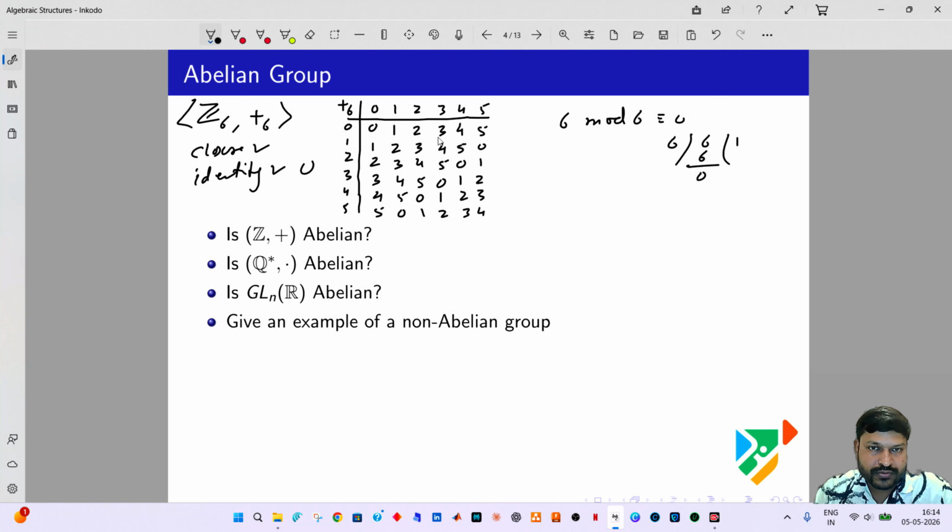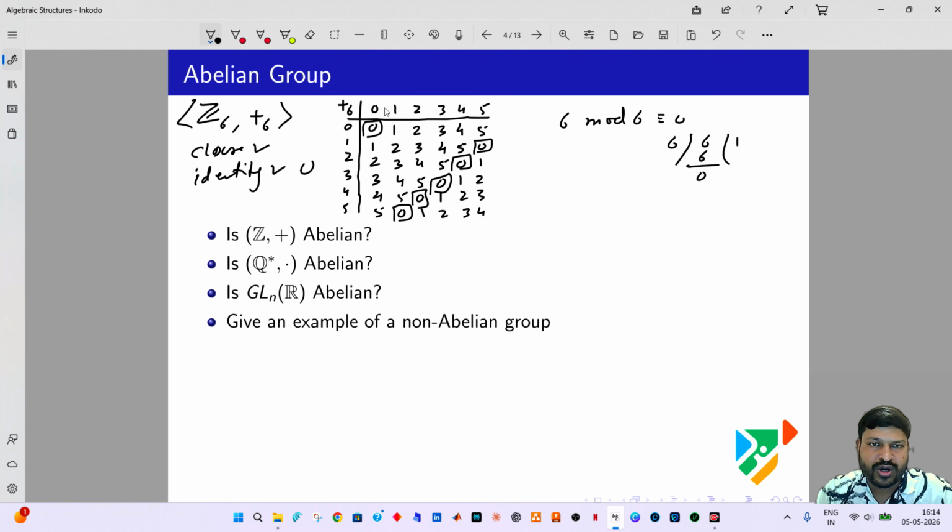What about inverse? In any row, you see row number 1. Are you able to find 0? Yes. So what does this mean? That 0 is the identity element. 1 and 5 are inverses of each other. In other words, what element do you add to 1 so that you get the identity 0? 5. What element do you add to 5 to get identity 0? You can see the row 5, 1. So the corresponding entry in the rows and columns is your inverse.